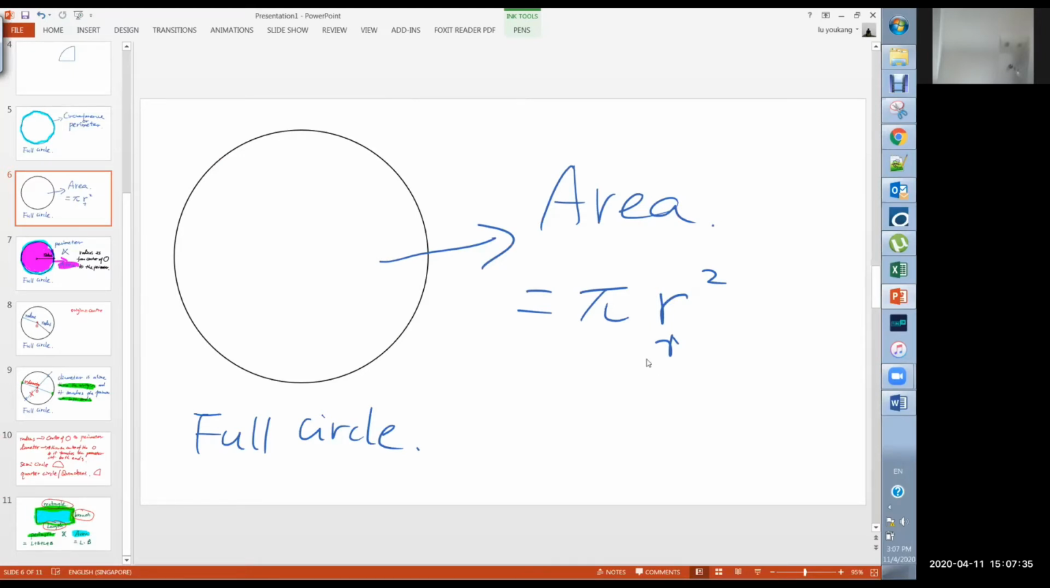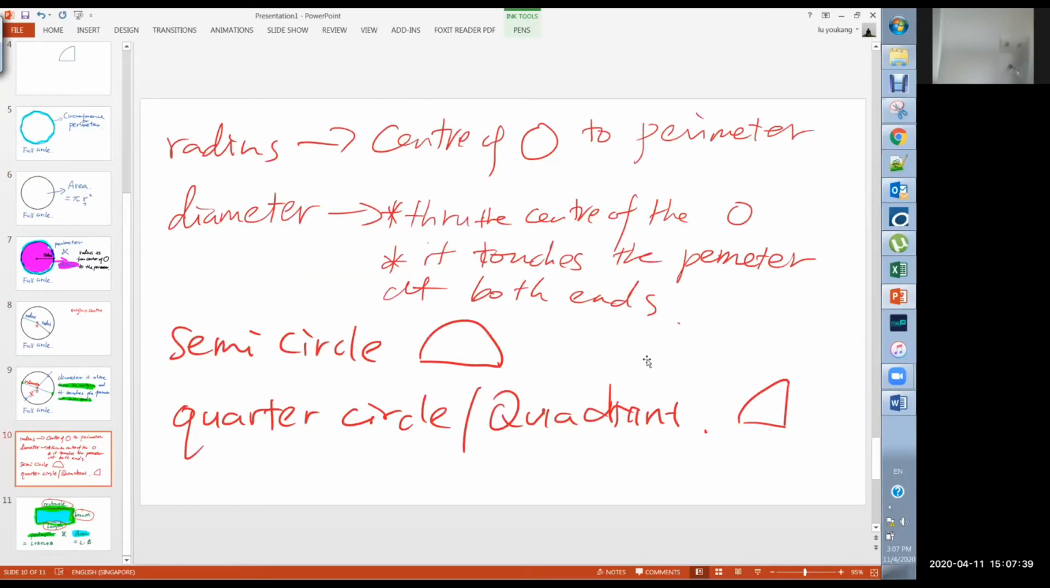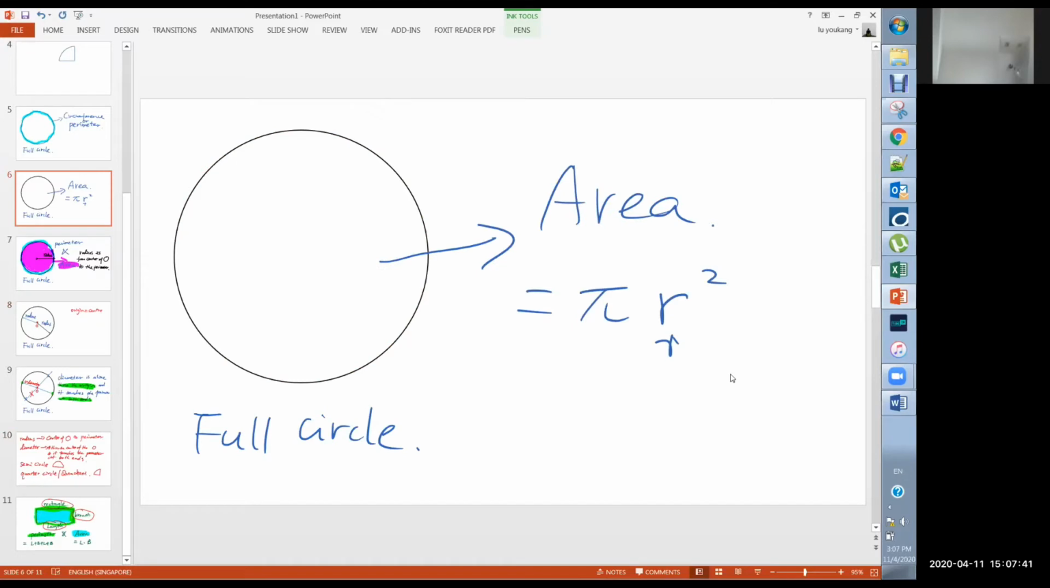What's r? Very good. Okay. So your r is your radius.